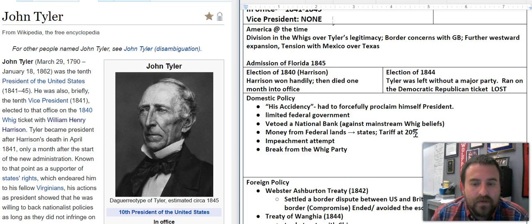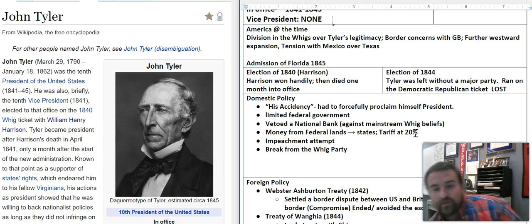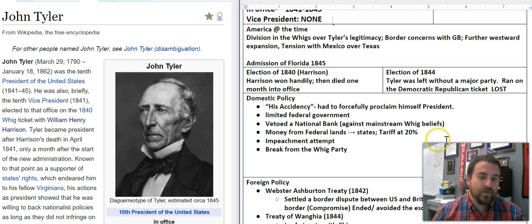He wanted to limit the federal government's power, which is very much more of a Democrat Party ideal than the Whig Party. And through that, he's going to veto a national bank. Again, something that the Whigs supported. He's going to veto the national bank. And he's going to believe that the money for federal lands should go to the states. So any selling of those western lands should go to the states to help them with their economic burdens. And he wanted to peg the tariff percent at 20. Again, those are Democratic ideals.